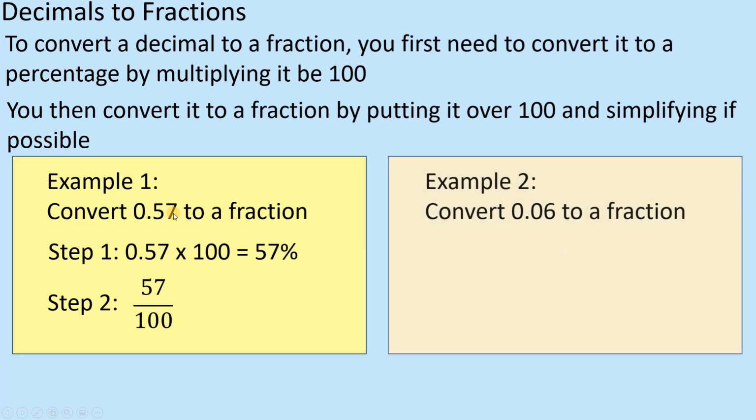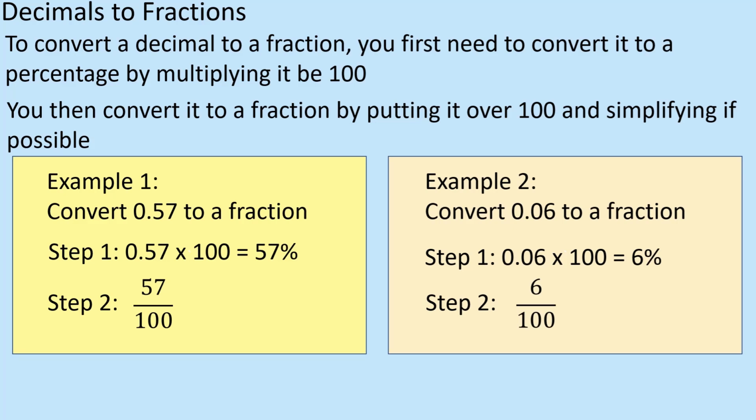So think about 0.06. Again, thinking about your smallest column, this is going to be 6 hundredths. Of course, if you convert it to a percent, times by 100, that's going to give you 6%, so it's 6 over 100. But at this point, you can't really leave it like that, because I should be looking to simplify it. Both are even, so it should be 3 out of 50.